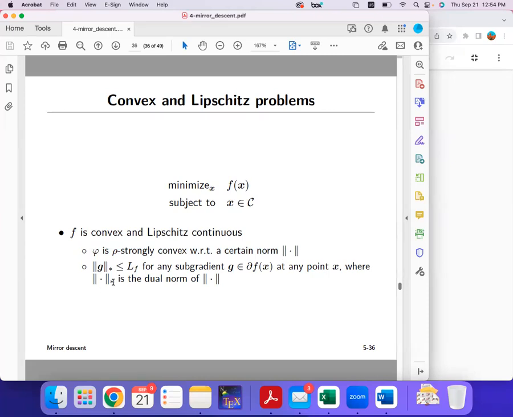Okay, so this is a pair of primal dual norms. Phi is strongly convex with regard to a certain norm, and then the dual norm of the subgradient is bounded by the Lipschitz constant. For example, if you choose L2 in the first bullet, then the dual norm is basically L2 itself. Okay. If you do L1, here it should be the infinity norm. We will see some examples.